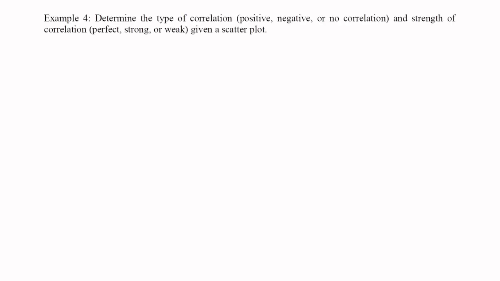So we're going to determine the type of correlation, positive, negative, or no correlation, and the strength of correlation, either perfect, strong, or weak, given the scatter plot. So in A, it looks like if we drew a line through, we wouldn't exactly hit every point. So this is going to be strong correlation because the points are not that far off of the line that we would draw, and it is positive since it's increasing.